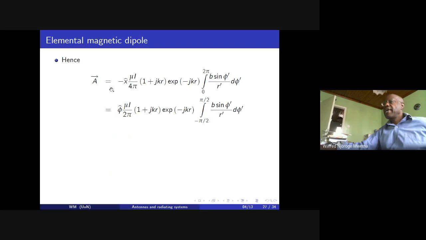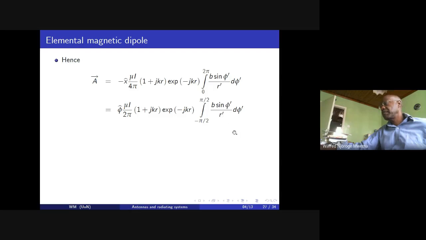And hence, A can be given as minus x cap, μI by 4π, into (1 + jkr) e^(-jkr), integral from 0 to 2π, that is around the full circle, of b sin φ over r' dφ'. And remember, the minus x cap is of course the same as the φ cap direction, and we can write that simply as that value there, from minus π by 2 to π by 2, using the circumferential or axisymmetry of the problem statement.